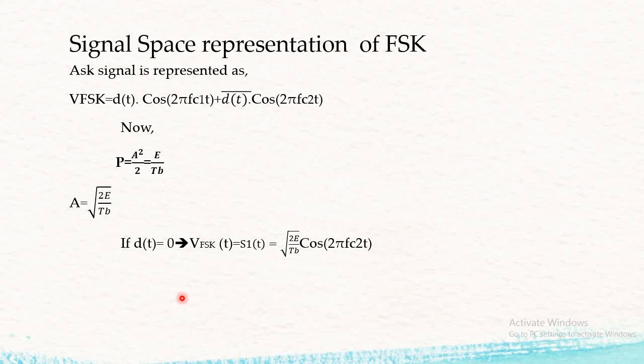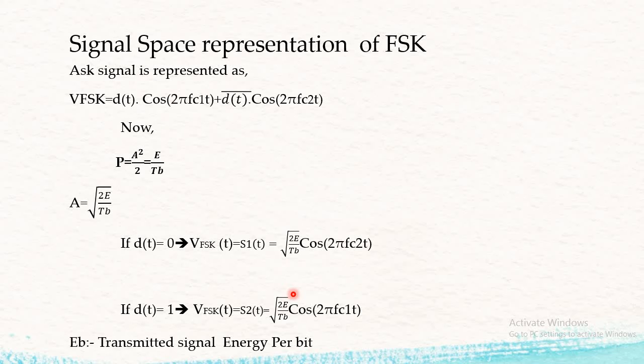So if the input of t is equal to 0, what is going to be my VFSK? It is given by S1(t), indicated by your amplitude value, in this case replaced by root of 2Eb by Tb cos 2 pi fc2 t. And if my input is 1, then it is replaced by the second carrier value, that is fc1. So in this way we have two different carriers for input 0 and input 1, where Eb is the transmitted signal energy per bit.